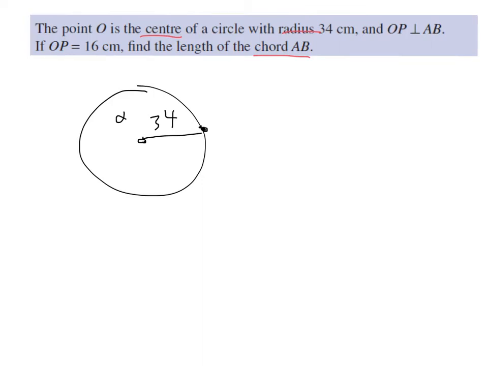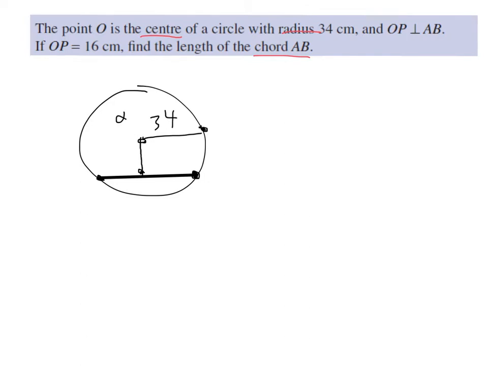If OP is equal to 16 centimeters, which means that it is definitely not the radius, find the length of the chord AB. Okay, so the fact that AB is a chord means that it goes from one point on the circumference to another point on the circumference in a straight line, which I could probably draw like this, going across. There we go. Alright, so if OP is perpendicular to AB, I would assume that it would intersect over here.